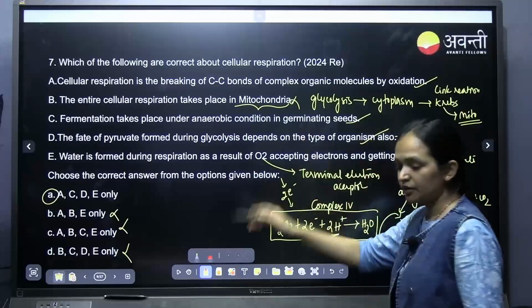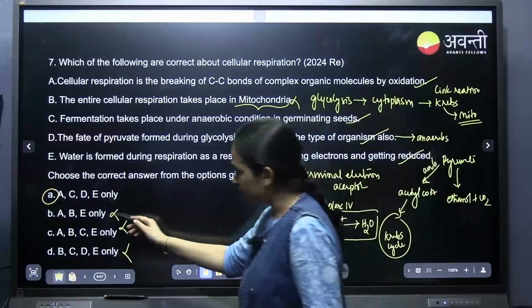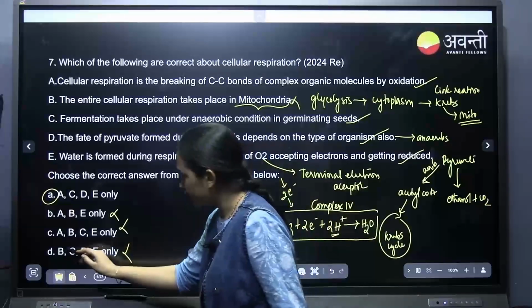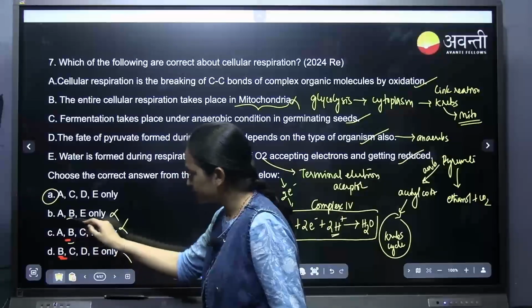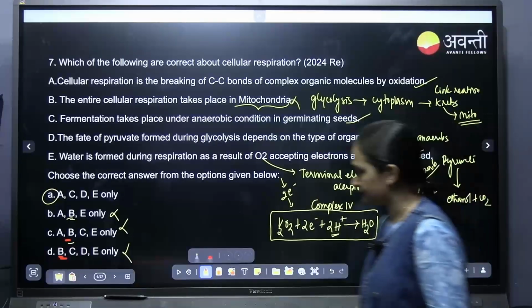With the elimination technique we can definitely eliminate B, C and D, as they have B in them, isn't it? With the elimination technique we can easily answer this question.